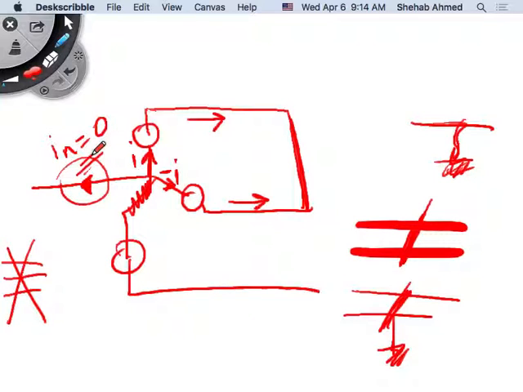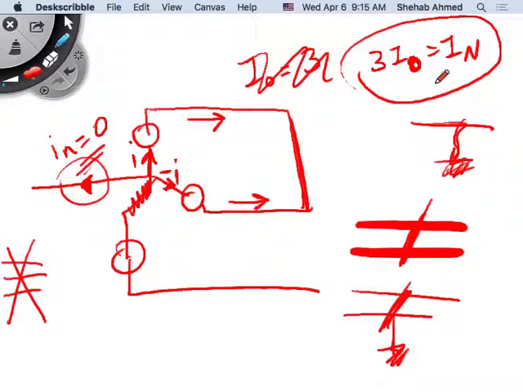So if there is no neutral current, that means that the zero sequence component is 0, because remember we said that the zero sequence component is equal to 3 times what? We said that 3 times the zero sequence component is equal to the neutral current.